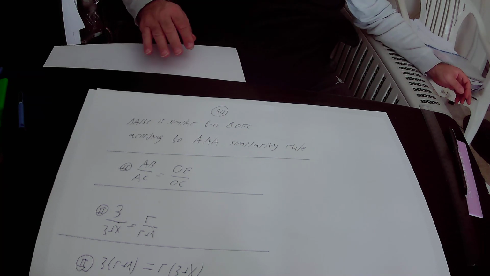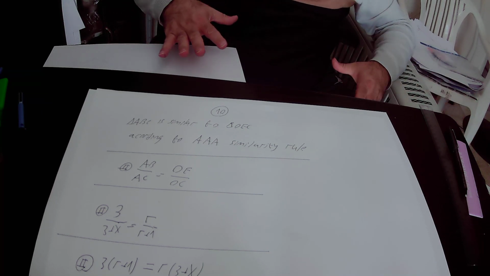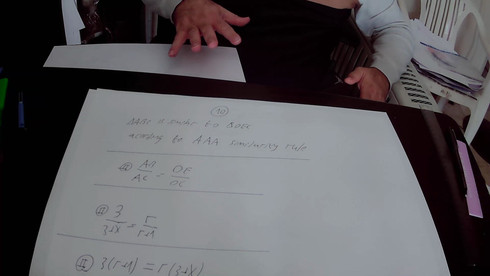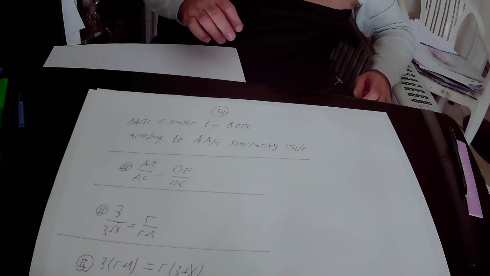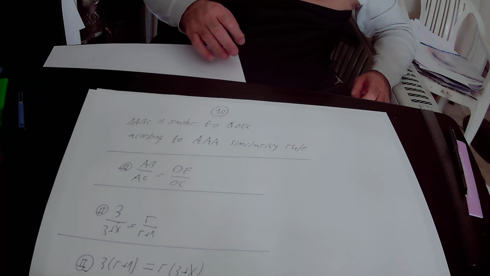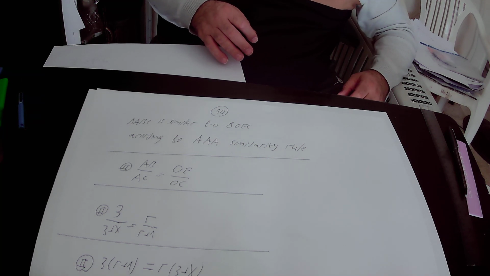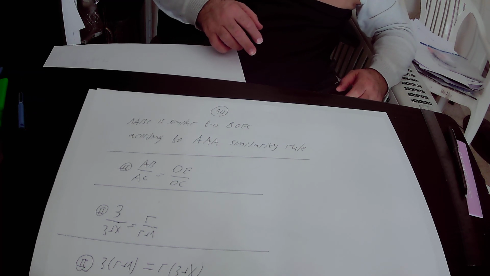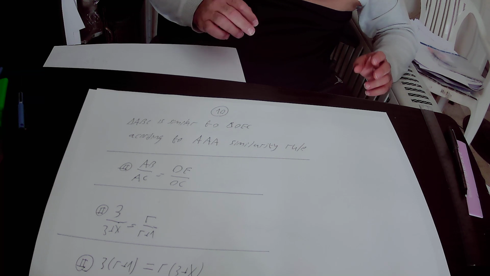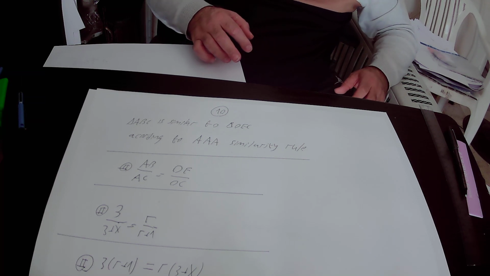So what is the angle similarity rule? The angle similarity rule is that if you prove that three angles of one triangle are equal to three angles of another triangle, then you have proved that those two triangles are similar to each other according to the angle similarity rule.